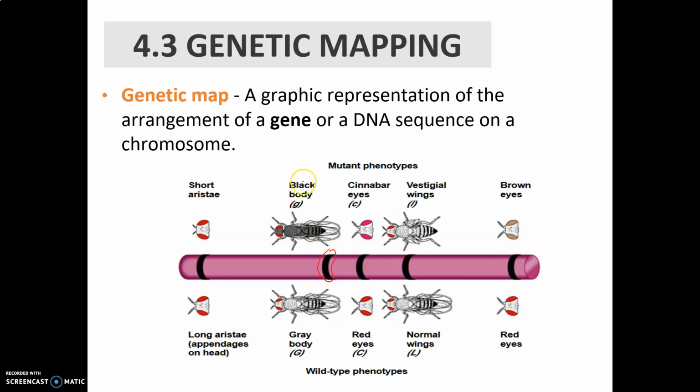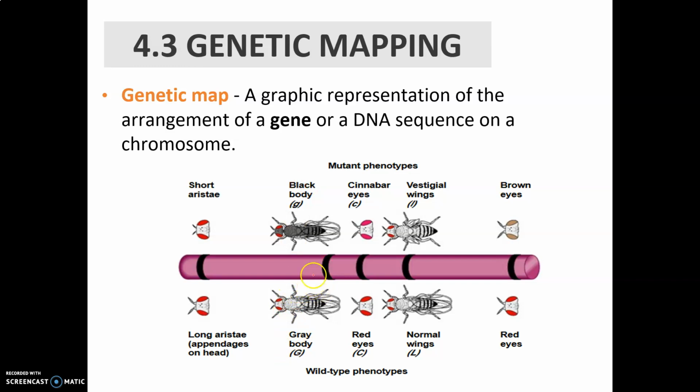Tetapi allele ada dua iaitu black body, black dan juga grey. Tengoklah macam mana. But then again ini adalah representation for the chromosomes Drosophila melanogaster. It's just that allele dia can be different, boleh jadi dua sama ada black ataupun grey. Tetapi location dia tetap sama sebab dia adalah homologous chromosomes kan. As I said, dia adalah gene tetapi dia punya representation tu it can be black allele ataupun grey allele.